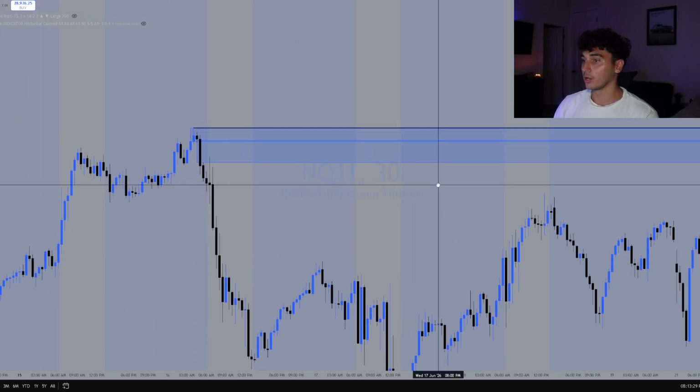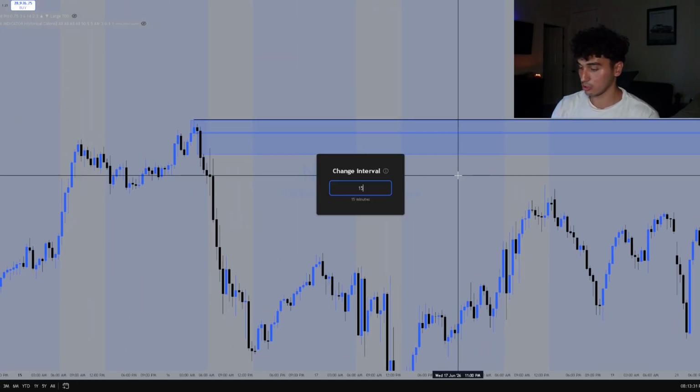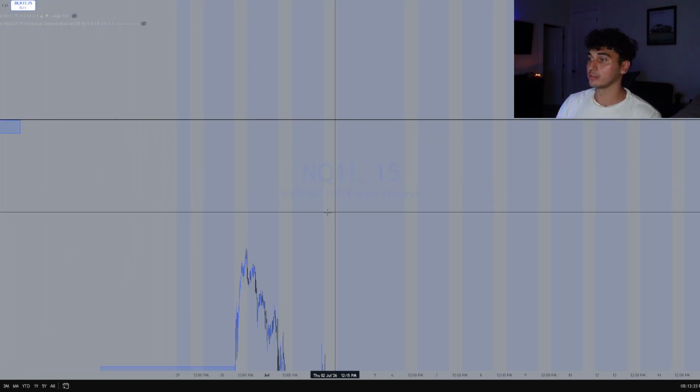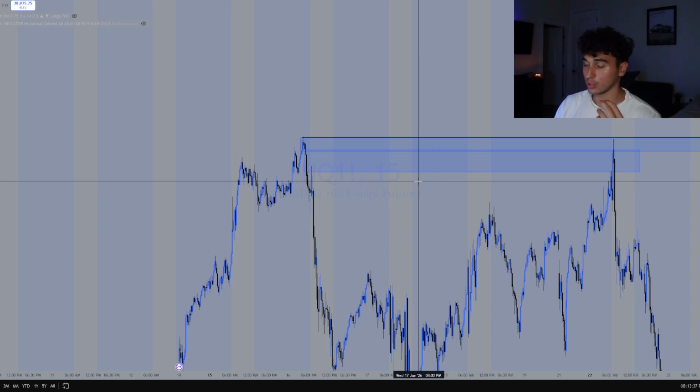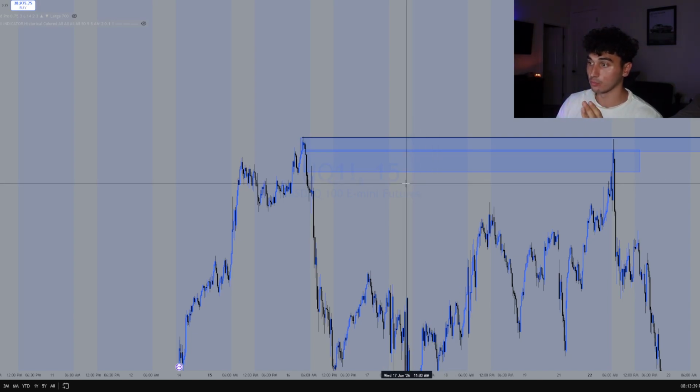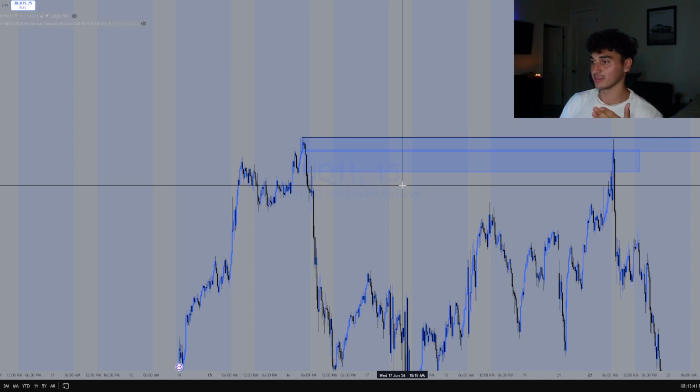Now, another thing that you want to look for as well, let's narrow it down for the 15. You at least want to match your supply zone across 2 different time frames. The more matches, the better, ideally, right? But you at least want it to match across 2 different time frames, okay?